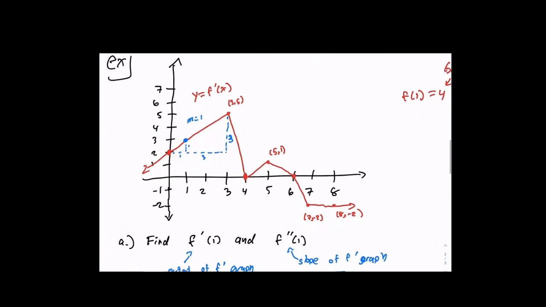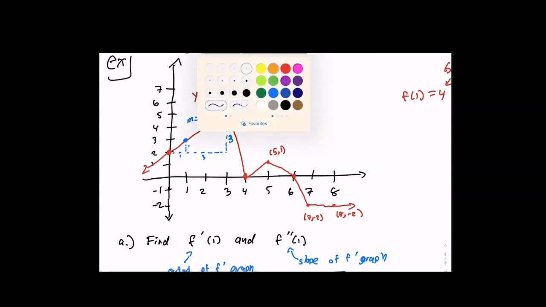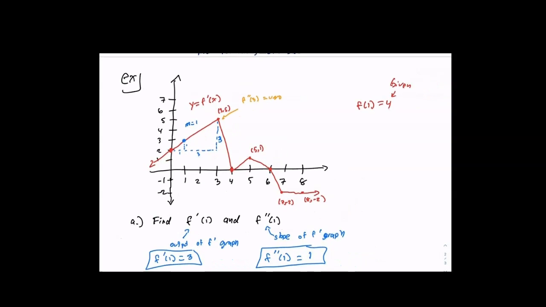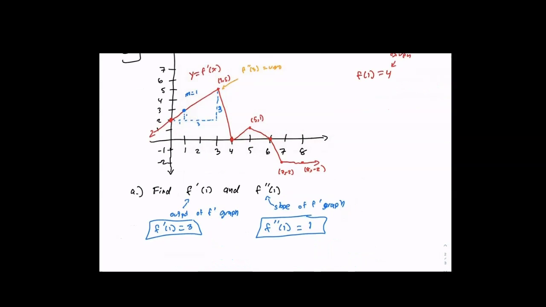Now, I just wanted to note here that f double prime of 3 is undefined because you can see that there's a sharp turn right there. Based on this graph, f double prime would be undefined at any sharp turns of the graph of f prime. Now, when you do this though, you may want to show the quotient.